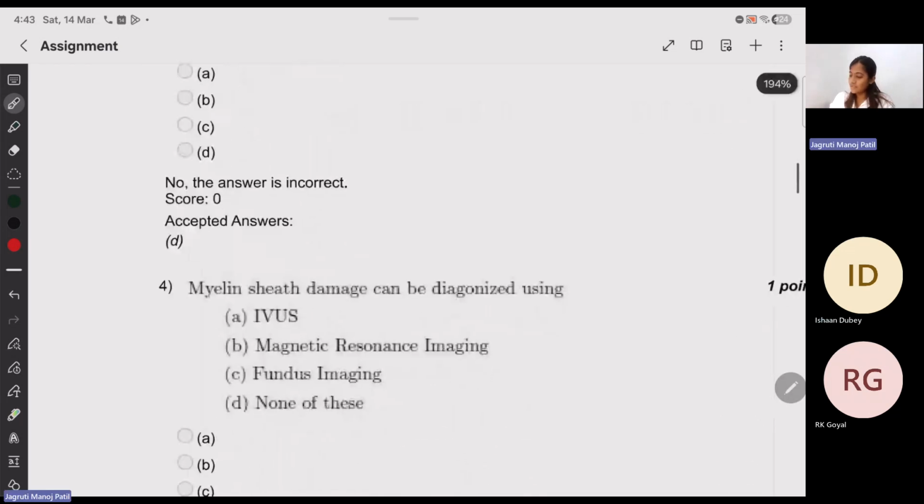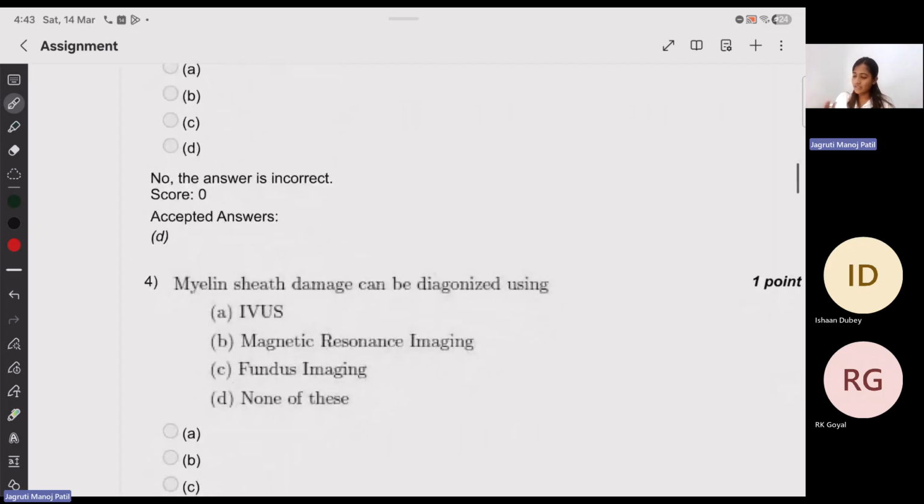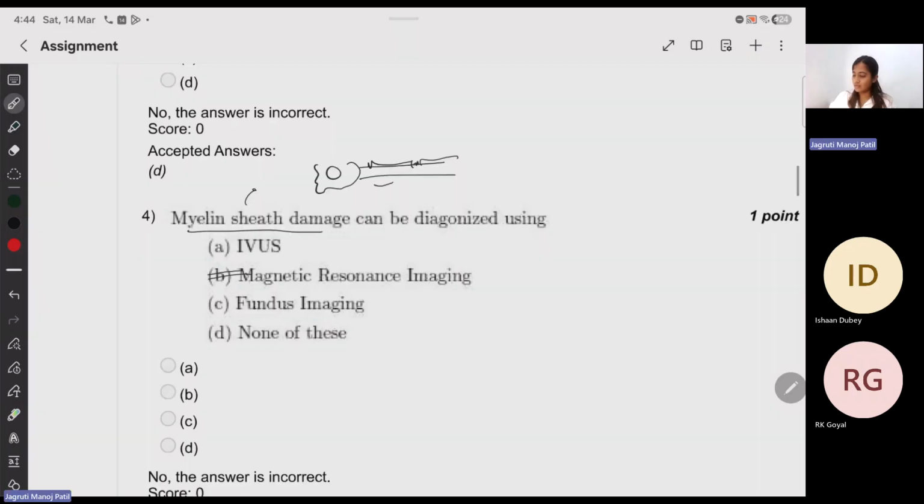Okay. Myelin sheath damage. So where is this myelin sheath? It can be in your eyes, can be in your brain also. The sheath is nothing but part of your neuron. So it will help you pass on information faster. So if it's being damaged, it can be diagnosed using what? Either using intravascular ultrasound or MRI or fundus imaging or what. It exists in neurons. Yes, MRI, exactly, for your MR.